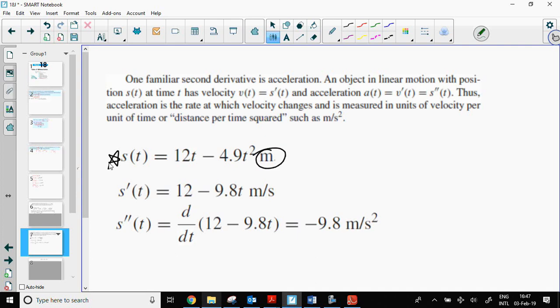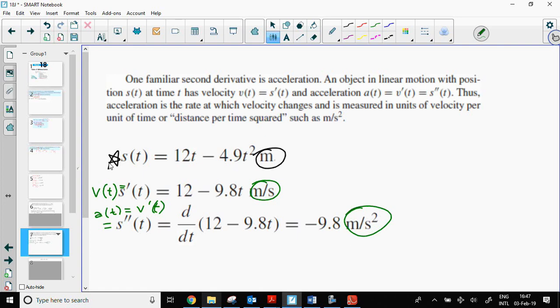For velocity, which I could write as v of t, or we could call that s prime of t, the unit is meters per second. For acceleration, which we will often write as a of t, which is the same as v prime of t, which is the same as s double prime of t, the unit is meters per second squared.